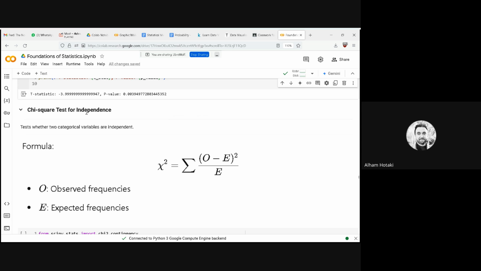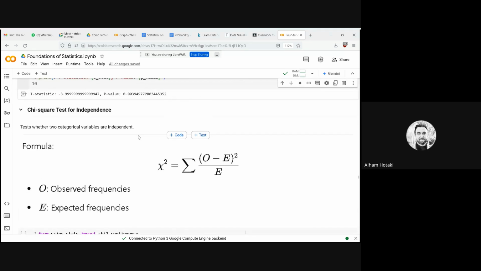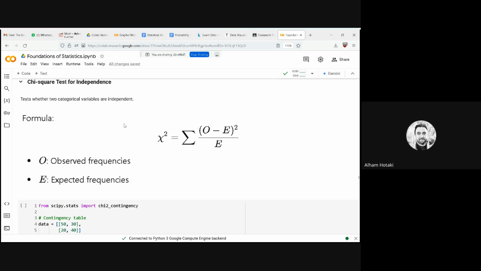One more thing which is important is called the chi-square test for independence. This tests whether 2 categorical variables are independent or not. We were previously understanding independent events and not independent events. Right now, we have to understand whether these categorical variables within a data set are independent or not independent. For that, we have to conduct a chi-square test.